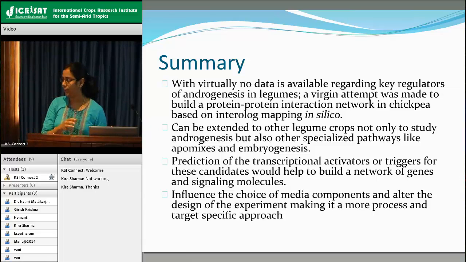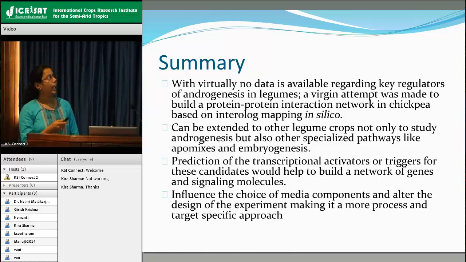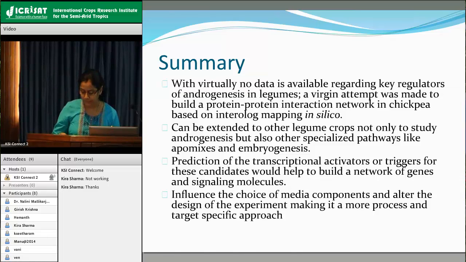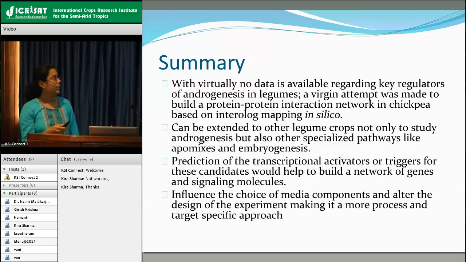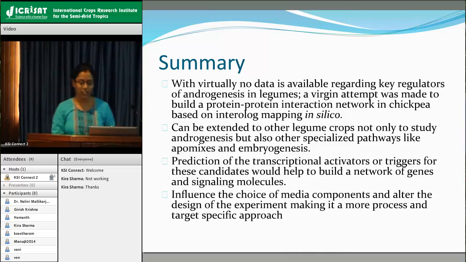So this is not specific. The method that I have employed here, it's not specific. It could be applied to any other crop, any other method, any other process in the system. And it's a validation because we have not just gone for one tool. For each category, I have gone for 3 to 4 tools to validate my results. So it's a first time attempt, and it would definitely give us a chance to build a network for androgenesis in the future.